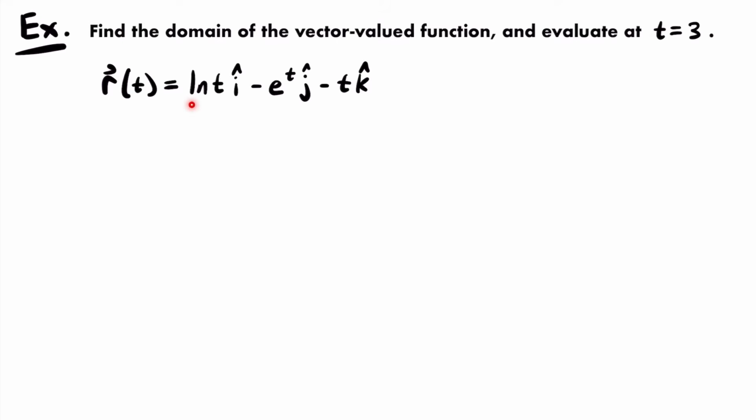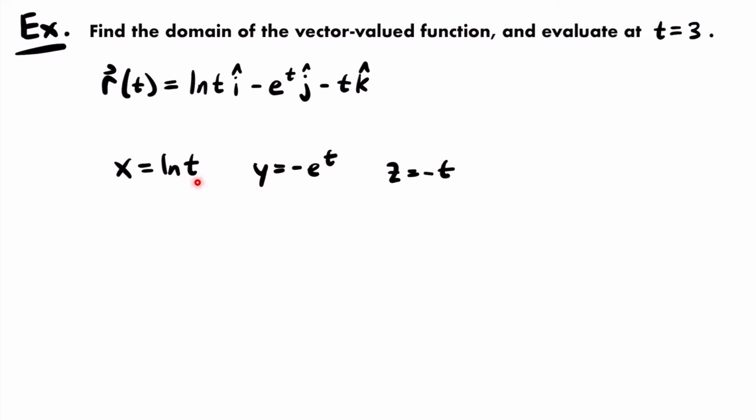We have the natural log of t times i. So we know that x equals the natural log of t. And then for the y component, we have negative e to the power of t. So y is equal to negative e to the power of t. And then for the z component, we have negative t. So z equals negative t. Okay, so now what we want to do is determine the domain for each of these three functions, and where those three domains intersect will be the common domain for those three functions, and that will be the domain of the vector function itself.